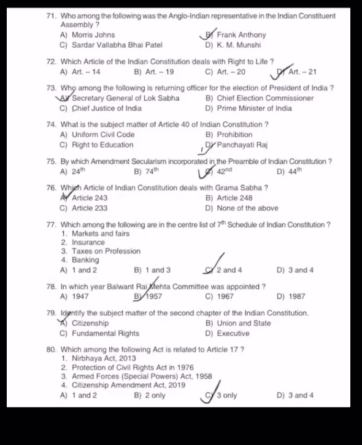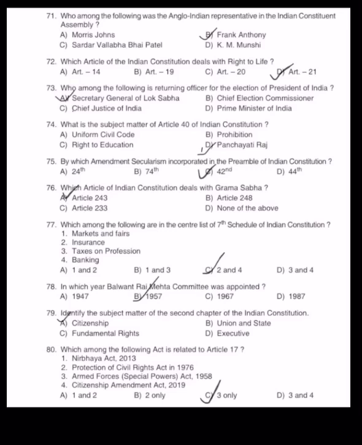71. Who among the following was the Anglo-Indian representative in the Indian Constituent Assembly? Option B, Frank Anthony. 72. Which article of the Indian Constitution deals with the right to life? Option D, Article 21. Who among the following is returning officer for the election of President of India? Option A, Secretary General of Lok Sabha. What is the subject matter of Article 40 of Indian Constitution? Panchayati Raj. Option D. By which amendment was secularism incorporated in the preamble of Indian Constitution? Option C, 42nd. 76. Which article of Indian Constitution deals with the Grama Sabha? Option A, Article 243.